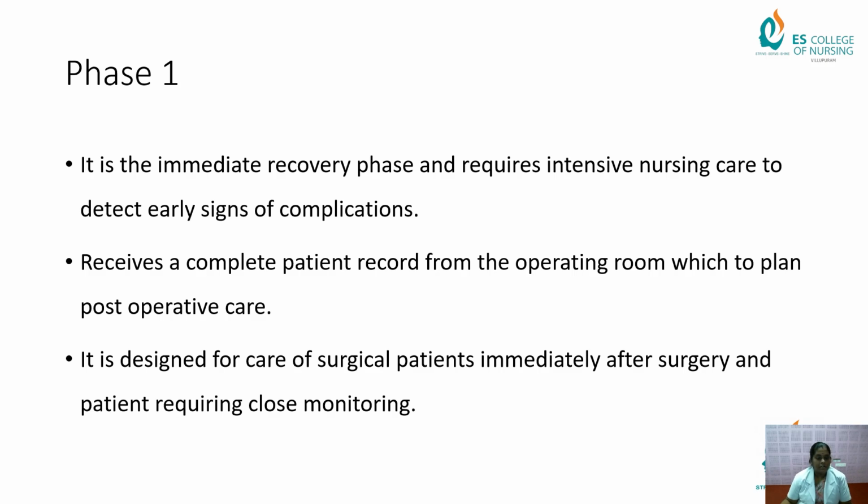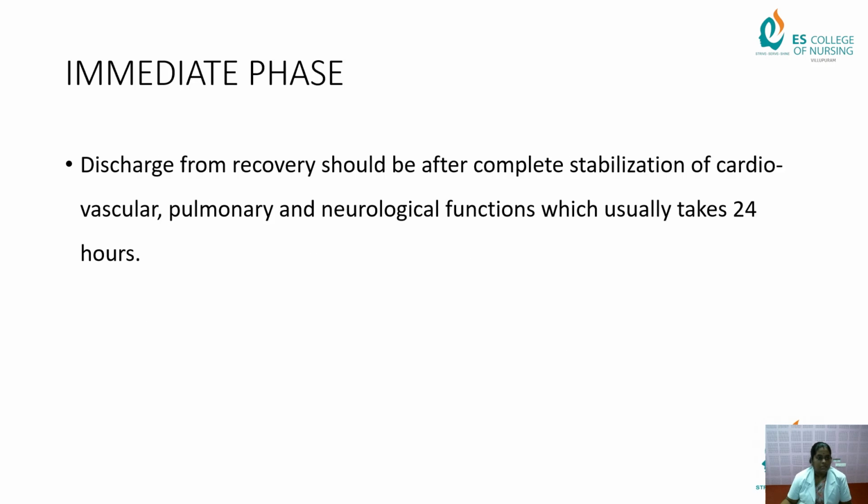We receive a complete patient record from the operating room, which is needed to plan the post-operative care. The pre-operative checklist and the intraoperative record we have to receive as the patient is shifted to the post-op immediately. It is designed for care of the surgical patient immediately after the surgery, and the patient requires close monitoring. First, after the patient is shifted to the post-op, vital signs and ABC are the main focus. Discharge from the recovery should be after complete stabilization of cardiovascular, pulmonary and neurological function, which usually takes 24 hours.